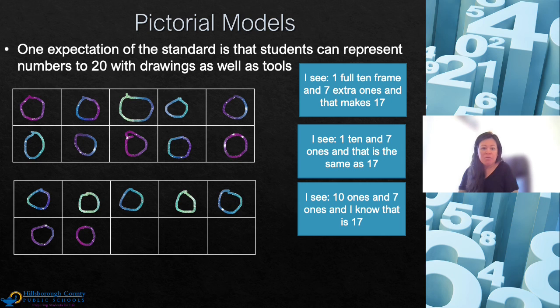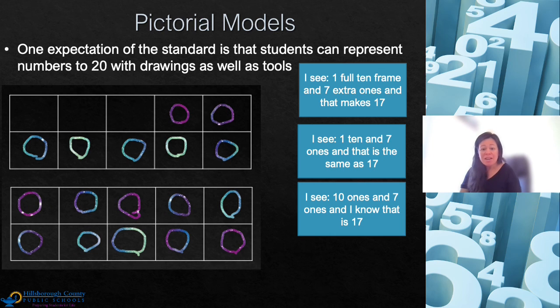I see 10 ones and 7 ones, and I know that is 17. So thinking that student isn't quite grouping the 10 ones into a group of 10 yet, and that's okay. If they can see how another student grouped it by saying 1 ten and 7 ones, that would be helpful for them. And then a way to try to get them to see the ones first is simply by flipping it upside down, just like you see here.